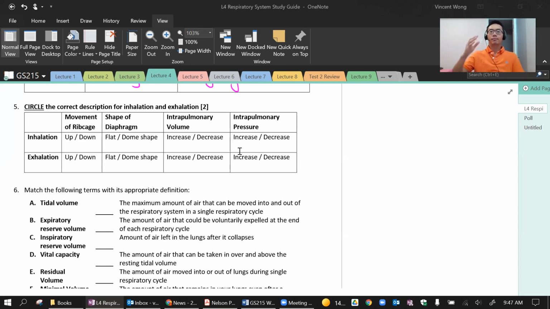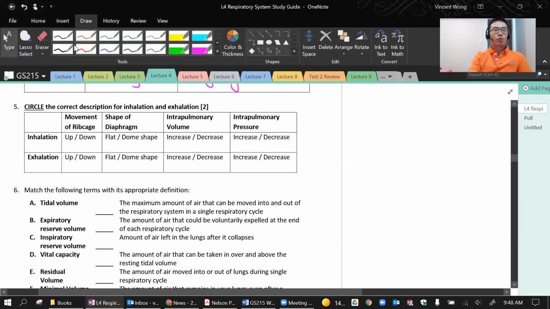Okay, so collectively, let's say this hand is the rib cage, and this hand is the diaphragm. So if you want to breathe in, the diaphragm has to go down, and then the rib cage has to go out. So together, it will pull the lungs with them, expanding your lungs. Okay, and then if you want to breathe out, it will be the other way around. So breathe in, breathe out.